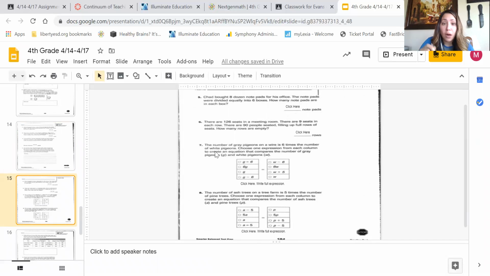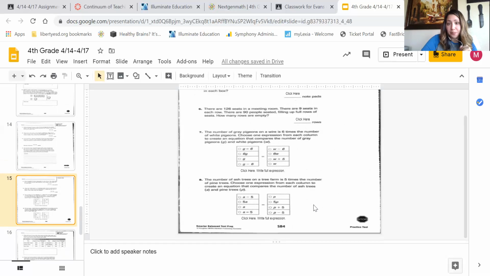Same thing for 5 and 6, you guys. Chad bought 8 dozen notepads for his office. The notepads were divided equally into 6 boxes. Again, you have to think, how many are in a dozen? 12. Excuse me. So you need to take 12 times 8, and then you divide it by 6, and that's going to get you the notepads, all right?